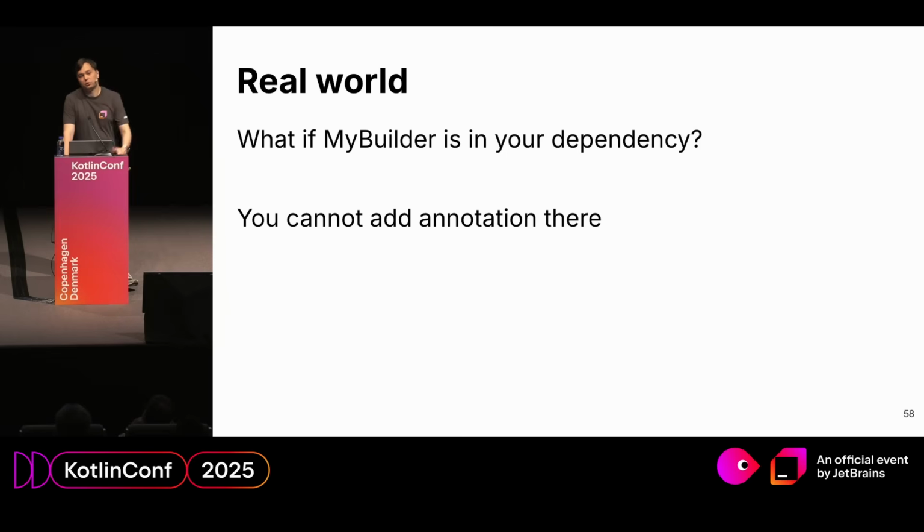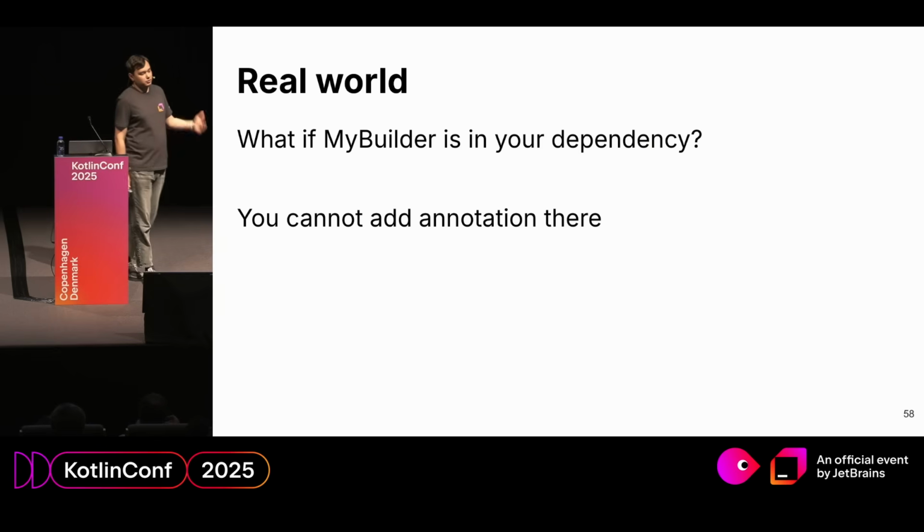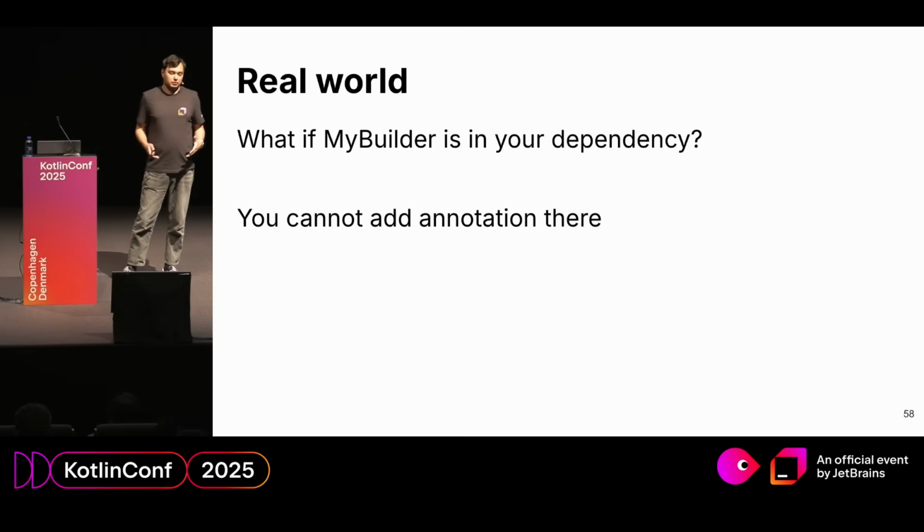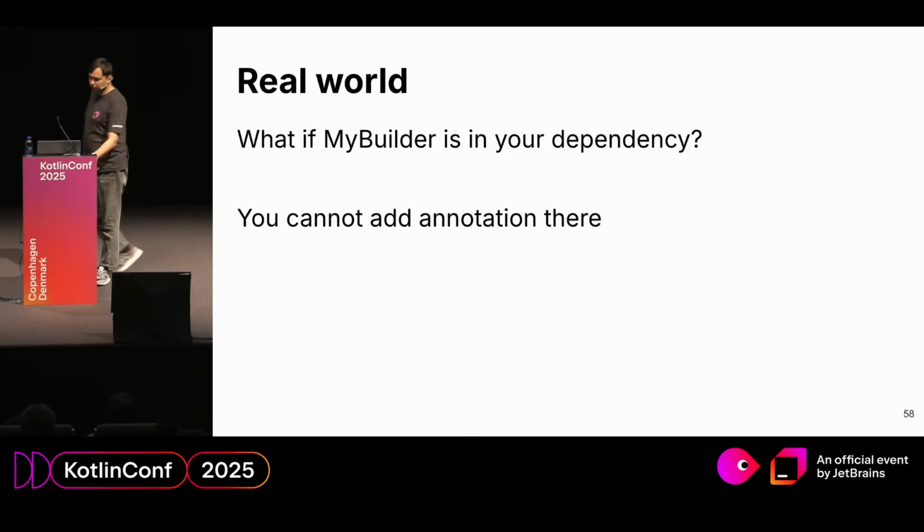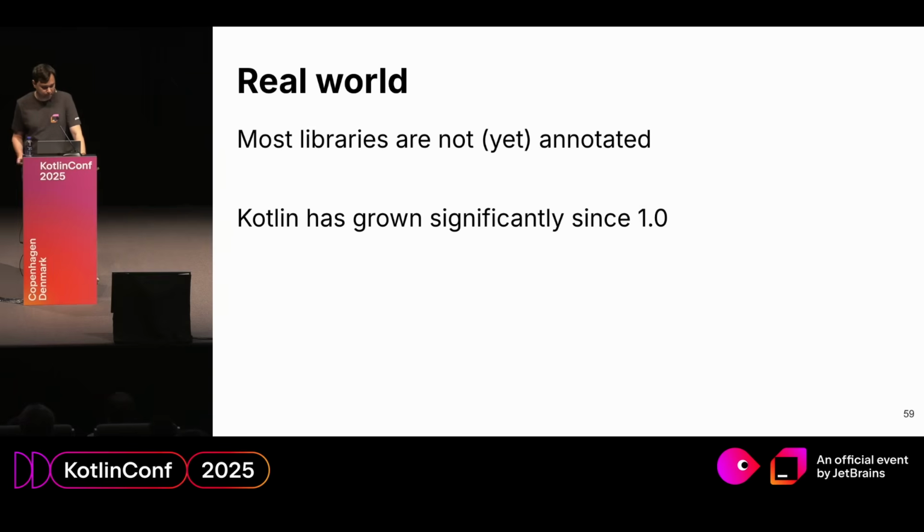And, of course, if such a class as myBuilder is in your dependency, you cannot simply go and add an annotation there. You can probably go to GitHub with this library, make a pull request saying, hey, this new cool annotation added to Kotlin, you should use this. And probably your pull request even can be merged. But then you need to wait for the release of the new version, then update it, and so on, which is, well, a considerable amount of time. So we need a better solution.